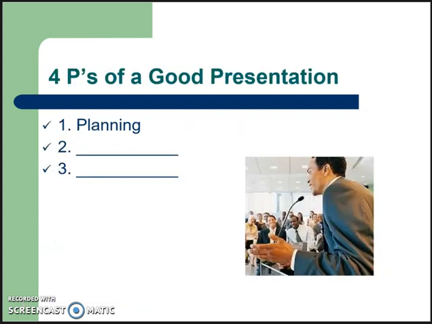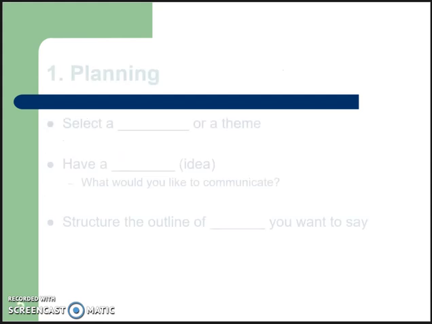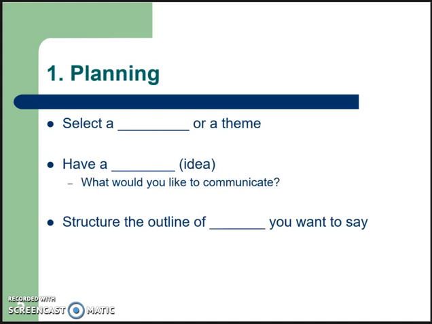So the 4 P's of a good presentation. Well, the first one is planning. One must plan the presentation. One must prepare, in other words, lay out your notes, your slides, and then one must practice the presentation, and finally you do the presentation. This is very important: planning, preparing, practicing, and presenting. The 4 P's of a good presentation. So let's go through all of those 4 P's.